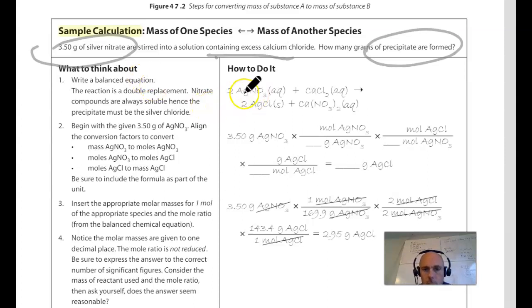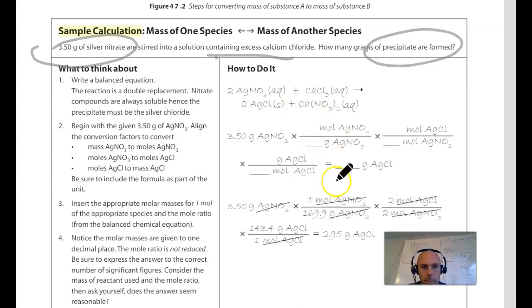Silver nitrate is AgNO3 because their charges are 1 plus and 1 minus. There's calcium chloride. And this is a double replacement reaction, remember? When both compounds are ionic, it's a double replacement reaction. Calcium and silver are switching places, giving us silver chloride and calcium nitrate. And then their formulas on the product side are written based on the charges the ions have, not based on what the subscripts were on the reactant side. So there's our balanced chemical equation.